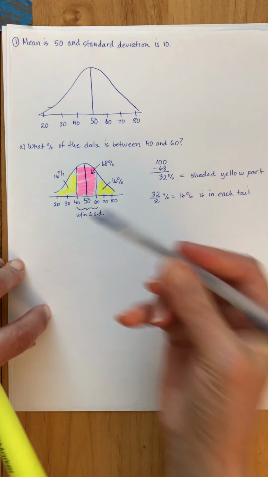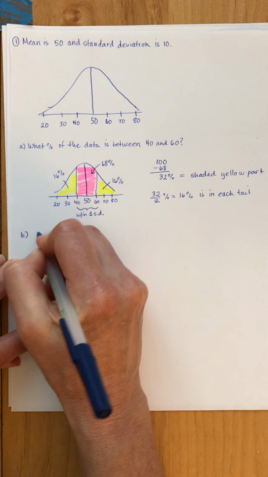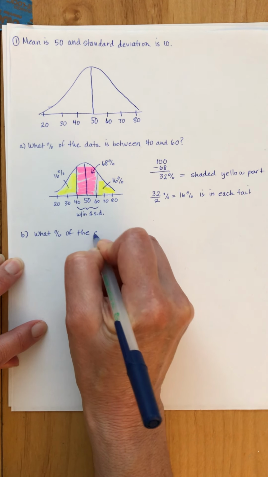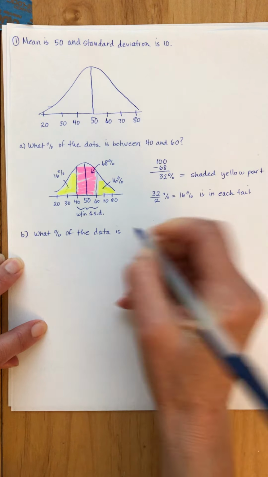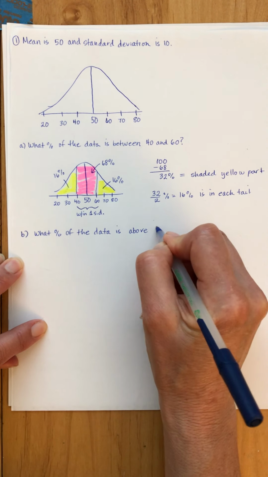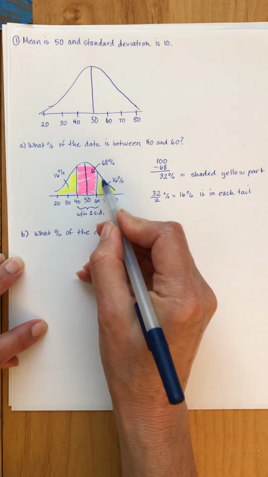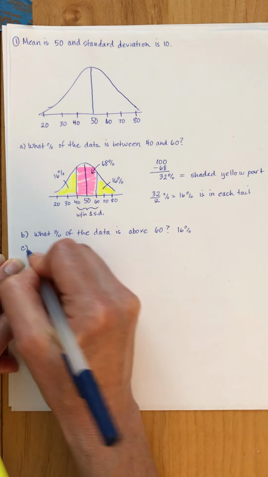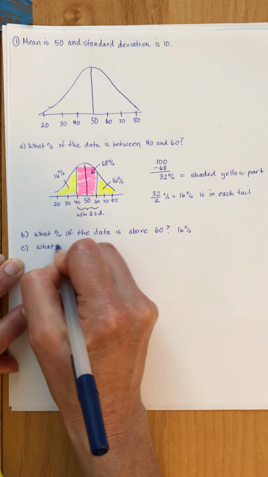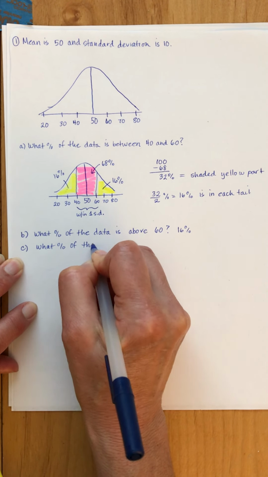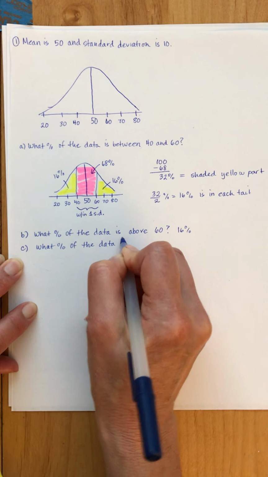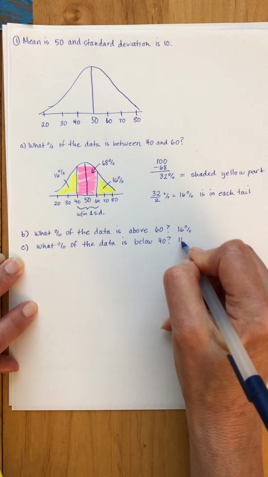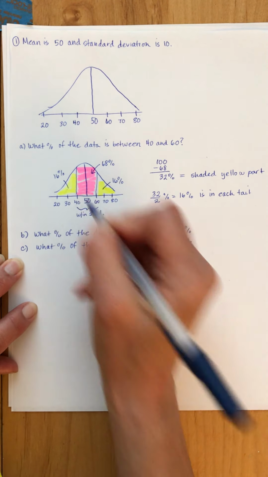Okay, so if we were asked in part B, let's say, what percent of the data is above 60? What's the answer to that? Well, we can see that's the shaded yellow part, 16%. Let's answer part C. What percent of the data is below 40? Well, that's 16% too. That's this shaded yellow part.